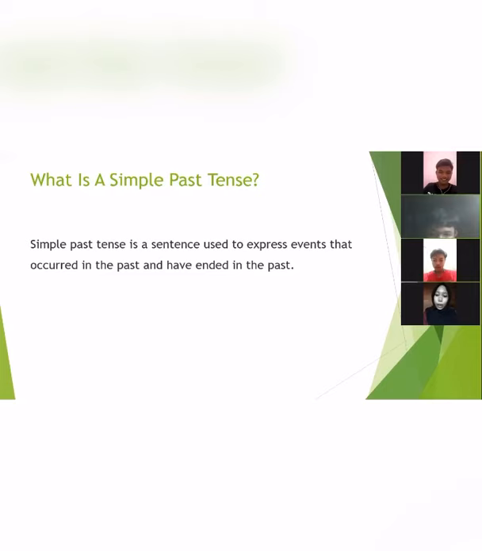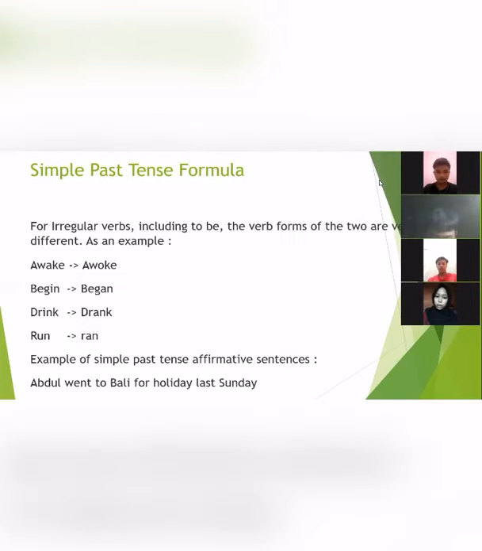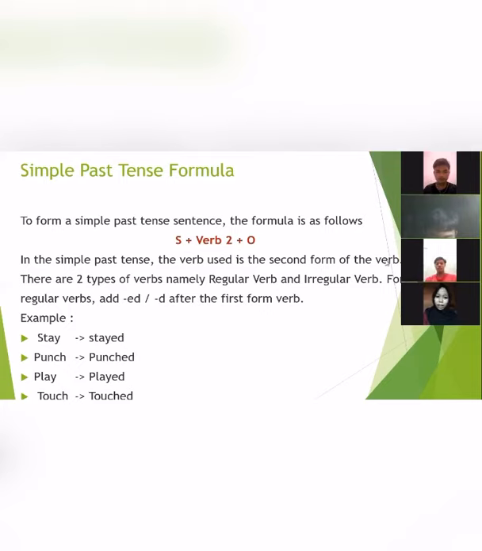Okay, after you know about simple present tense, now I will explain simple past tense. What is the simple past tense? Simple past tense is a sentence used to express events that occurred in the past and have ended in the past. To form a simple past tense sentence, the formula is: subject plus verb 2 plus object. In the simple past tense, the verb used is the second form of the verb.